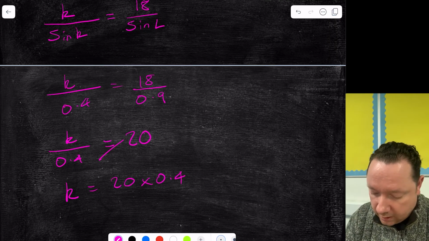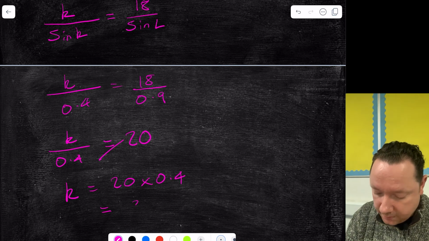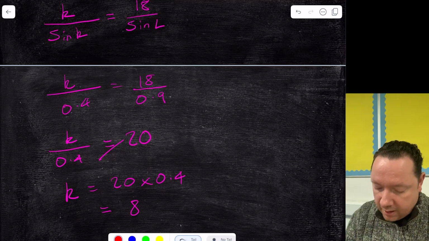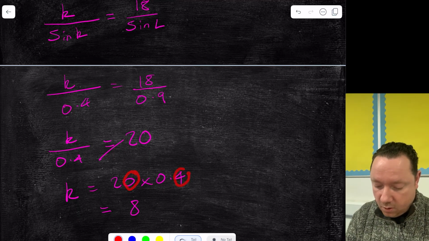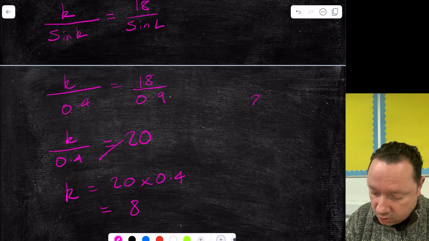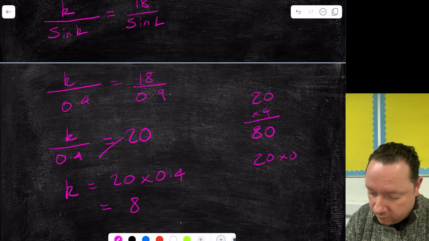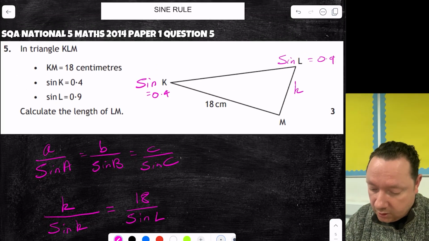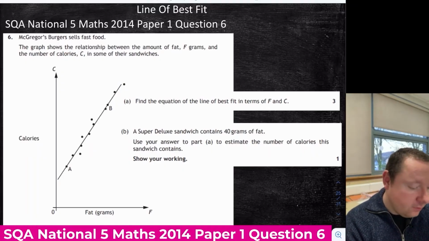So again, a non-calculator bit of work. I do 2 times 4, which is 8. And that means that I've gone 10 times bigger and 10 times smaller, so the answer is just 8. If you don't like that, at the side you can do 20 times 4, which is 80. But then that means 20 times 0.4 is 10 times smaller, which is 8. So the size is 8, and the units are centimetres. So we're done there. On to line of best fit.